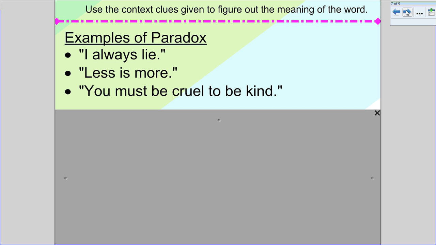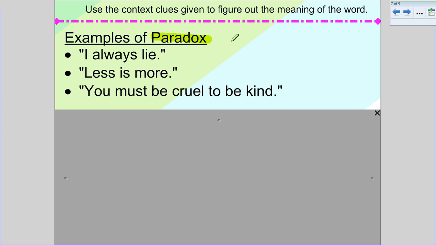The next word is paradox. Please add paradox to your graphic organizer. Here are 3 examples of paradox. I always lie, less is more, and you must be cruel to be kind. Can you figure out how those phrases may be paradoxes?